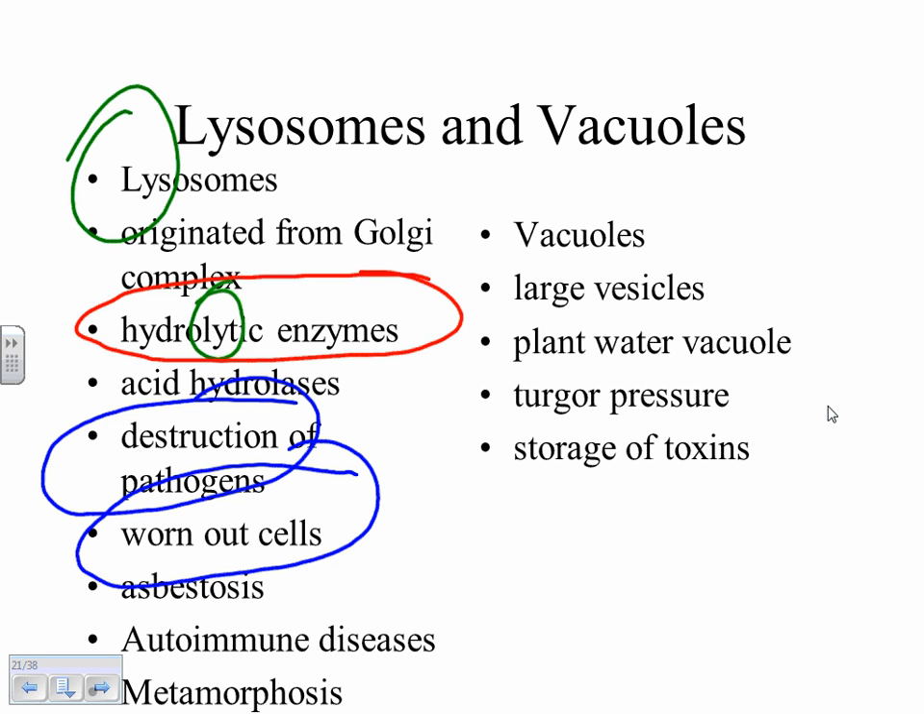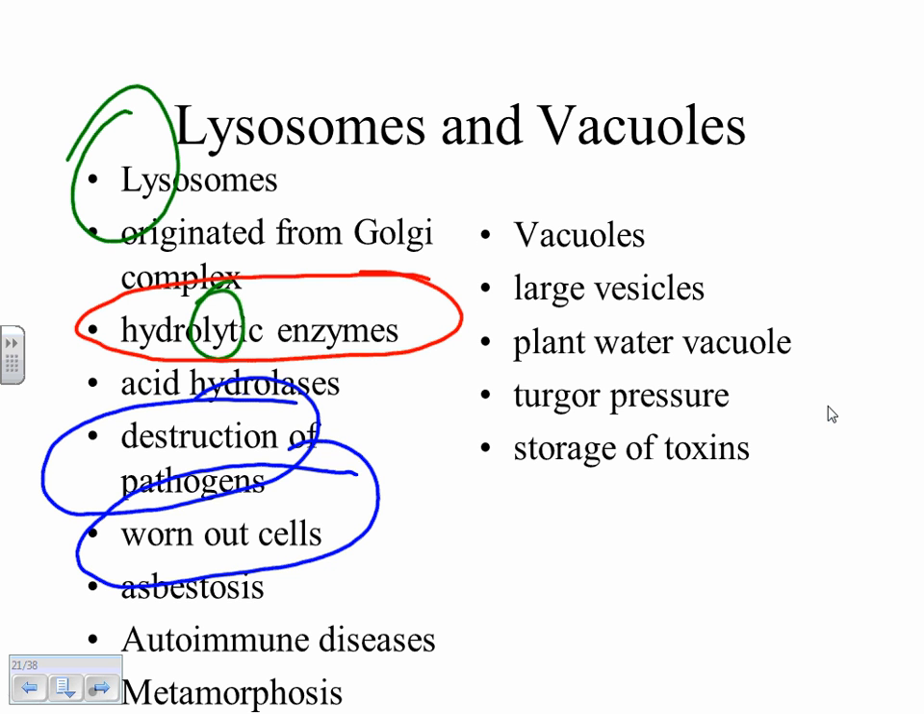They're involved in metamorphosis. Recycling would be a good word to put into your notes. They help to recycle things. They may break down one piece, but the parts get reused. Your body is very conservative in terms of the way it works. It's not going to waste things. It's going to use what it has and use it as efficiently as possible.